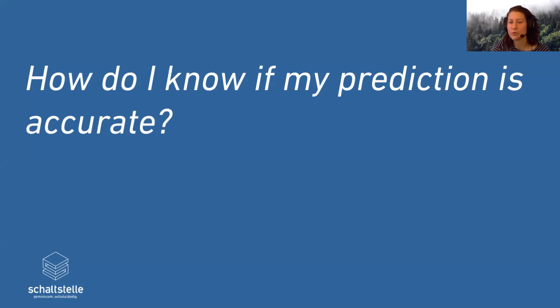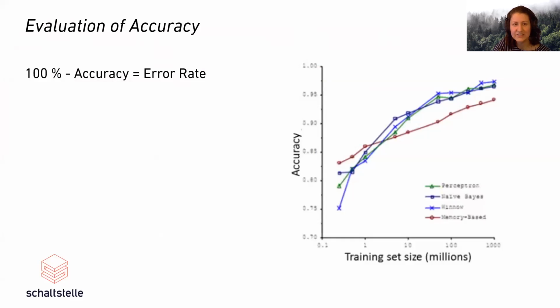But how do we know if this prediction is accurate? The number looks great, but are they really as great as they look? So the accuracy of a model refers to the percentage of predictions that are correct, or in our case, how close to the real value is our prediction. But how can we measure this?